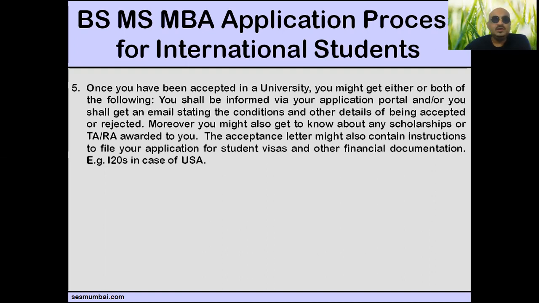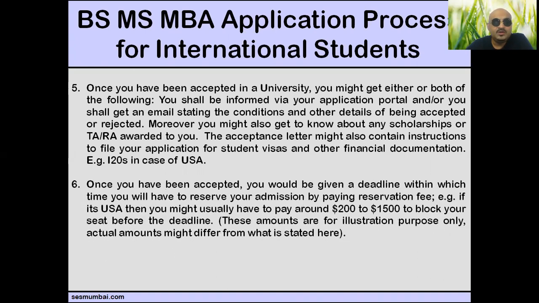So you shall be informed via the application portal. You shall get an email saying the conditions. Moreover, you might also get to know about any scholarships, TAs, RAs. The acceptance letter might also contain instructions to file your application for student visas and other financial documentation. Once you've been accepted, you would be given a deadline within which you will have to reserve your admission by paying reservation fees. For example, if it's the USA, then you might usually have to pay around $200 to $1,500 to block your seat before the deadline.